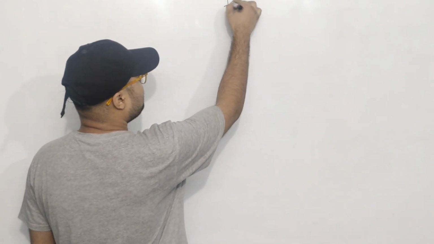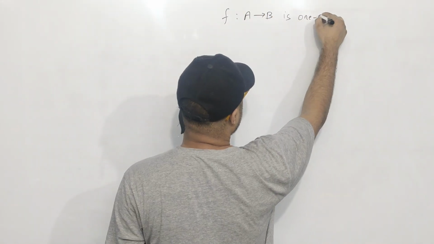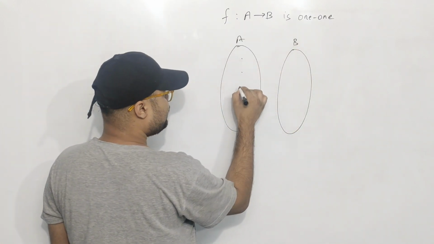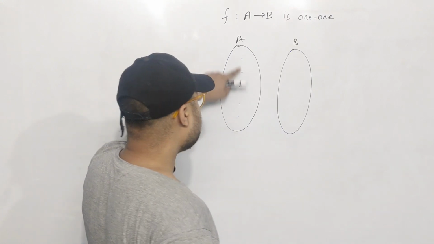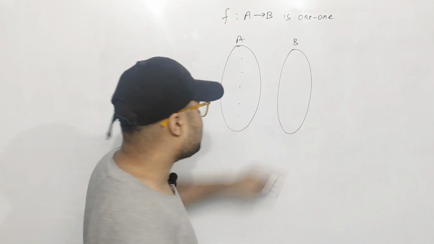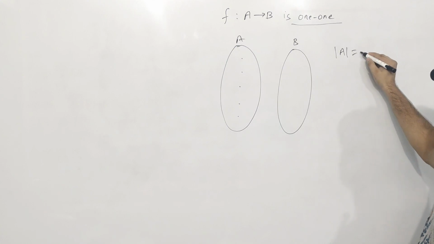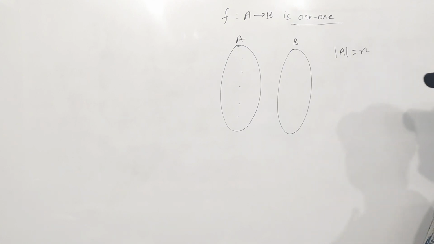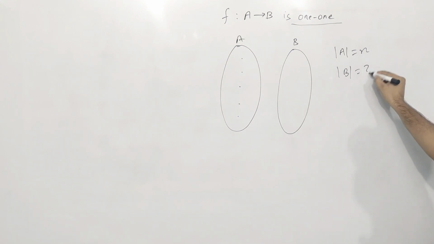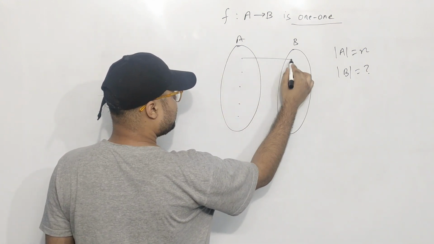Let's say you have a function from A to B. This is a 1-1 function. Now if it is 1-1, it means every element of A is mapped to different elements of B. So if it is 1-1, let's say the number of elements in A is equal to n. Then what should be the number of elements in B? Because every element of A is mapped to a different element of B.